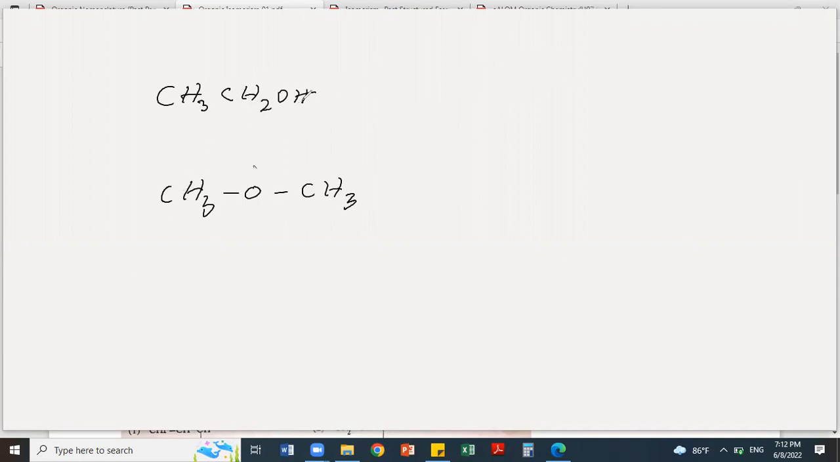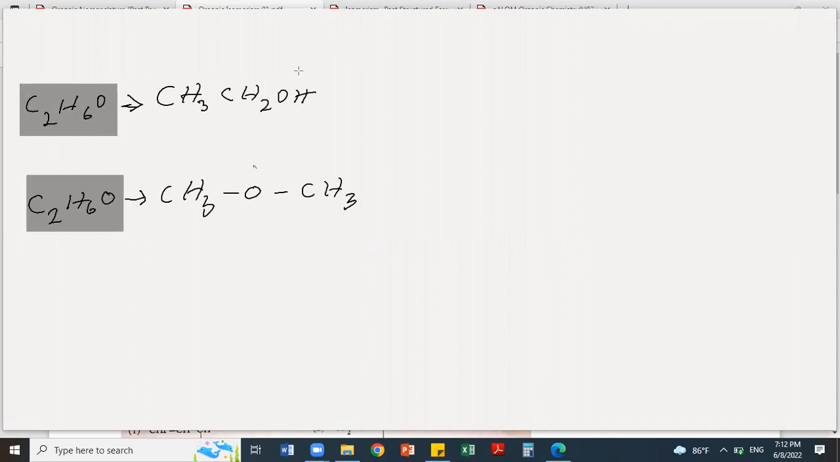So if you take the chemical formula of this one, how many carbon here? C2. How many hydrogen? H6. How many oxygen? 1. And this one also has the same formula: how many carbon? 2 carbon. How many hydrogen? 6 hydrogen. How many oxygen? 1 oxygen. Both have the same chemical formula.